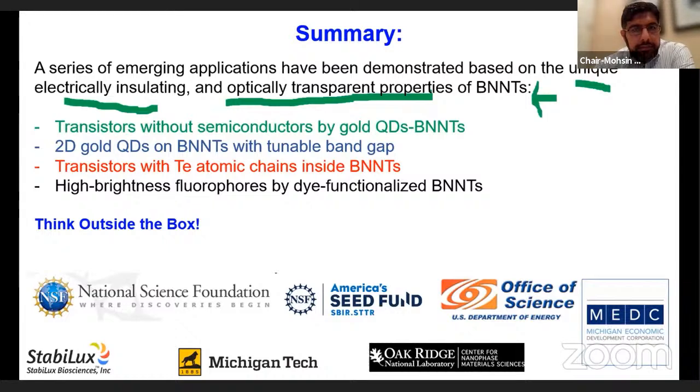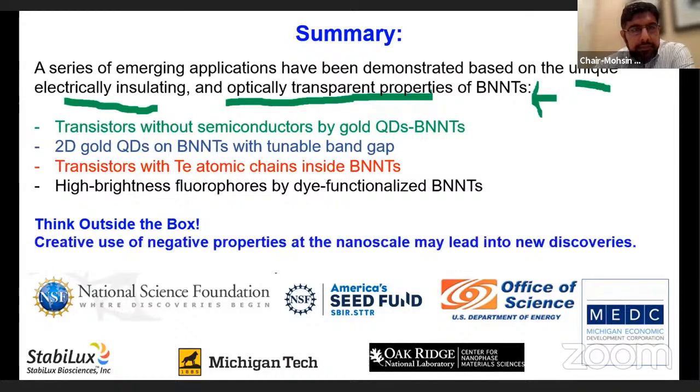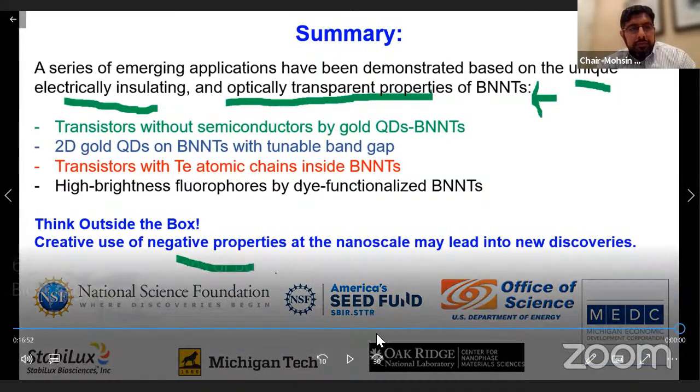viewed as negative properties, which are not very useful for conventional applications. But if you think carefully, some of these so-called negative properties at the nanoscale may lead to new discoveries or new applications. With this, thank you for your attention.